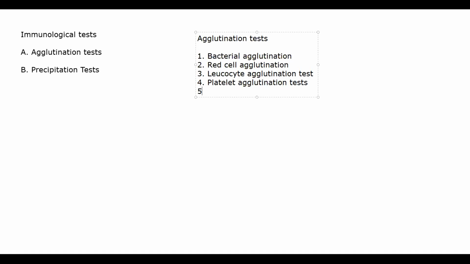Then the last one will be latex agglutination test. Okay, this is also called latex fixation test. You can perform a latex fixation or agglutination test for rheumatoid arthritis. You can perform a progestin test for this. You can perform a human chorionic gonadotropin test with this. Okay, human chorionic gonadotropin is generally present, indicative of pregnancy. Okay, these tests are useful there. Then you have precipitation tests.